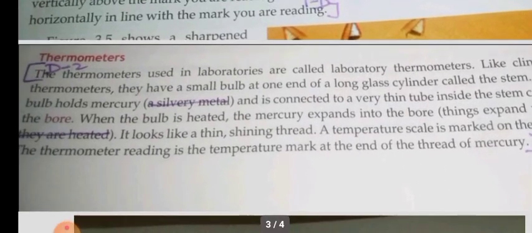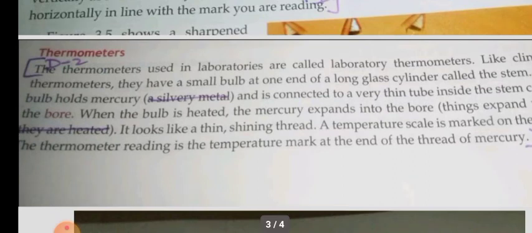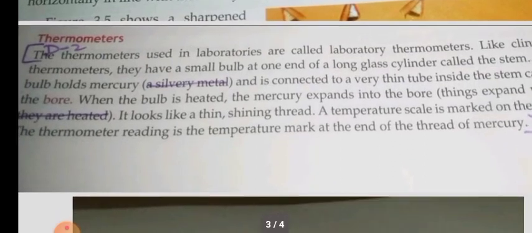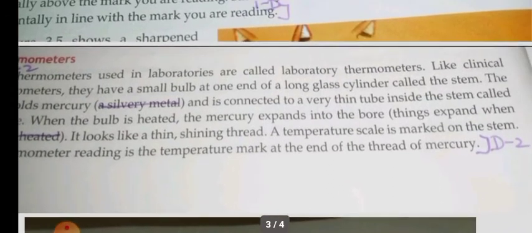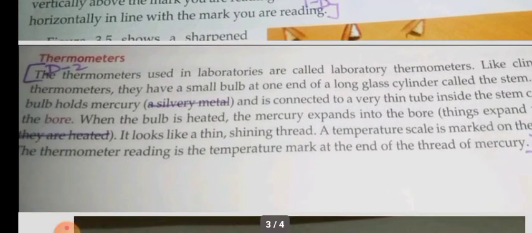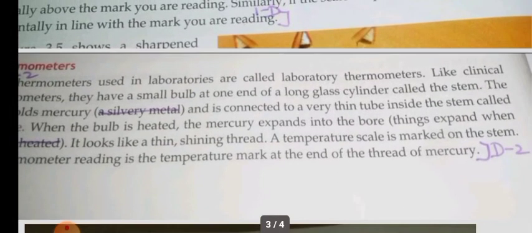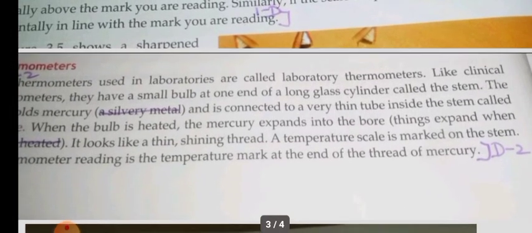Things expand when they are heated, isn't it? So it looks like a thin shining thread. A temperature scale is marked on the stem. The thermometer reading is the temperature mark at the end of the thread of mercury.